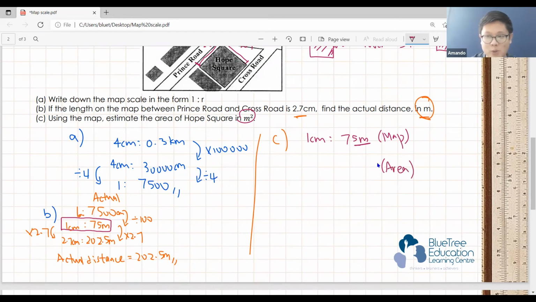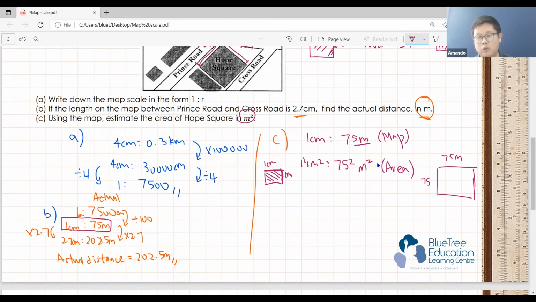Remember how to change from map scale to area scale? You have to square each number, which means your 1 has to be squared and your 75 also has to be squared. Why? Because a map scale is a 1-dimension number, just a line: 1 cm represents 75 meters on the actual field. Changing it into area means changing one line into the area of a square. Area of a square is 1 times 1, and area of a 75 meter square is 75 times 75, which is why we need to attach a square to the number. Whenever you change map scale to area scale, please don't forget the square.